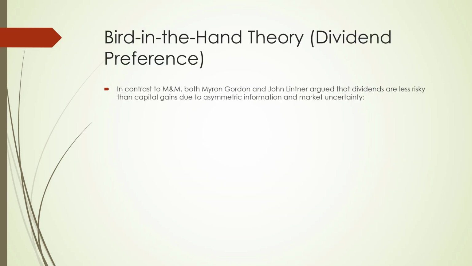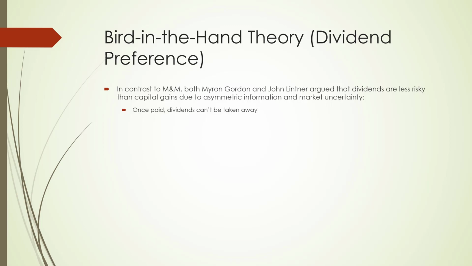Now, a second theory, and this is due to Gordon and also John Lintner, they argued for the fact that dividends are less risky than capital gains. This is known as the bird in the hand theory. You know the old saying, a bird in the hand is worth two in the bush. And so they argued that dividends are less risky than capital gains. Therefore, the cost of equity for a firm that pays a large dividend should be lower than the cost of equity for a firm that pays very small or no dividend. And remember that if the cost of equity goes down, maybe because the firm increases its dividend payout, that should cause the value of the firm to rise.